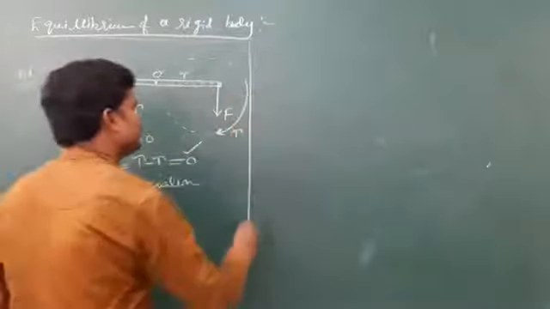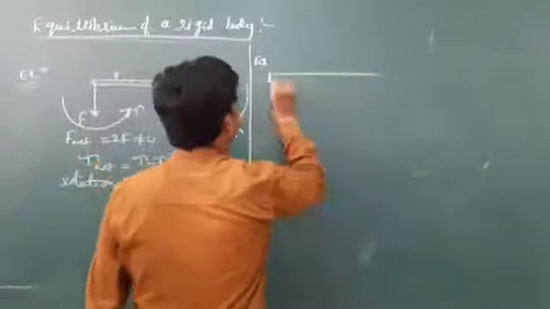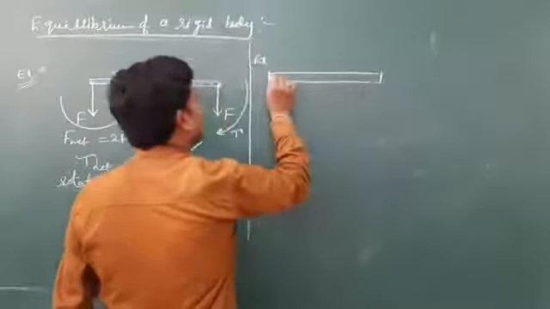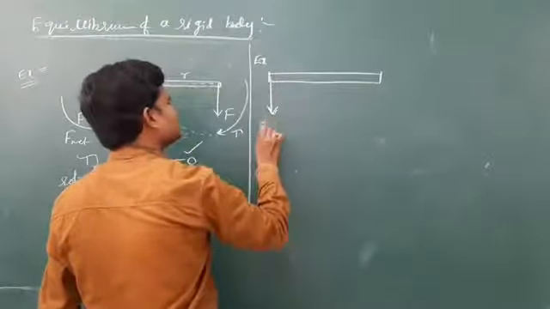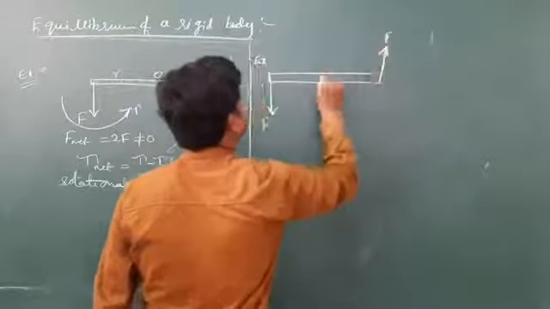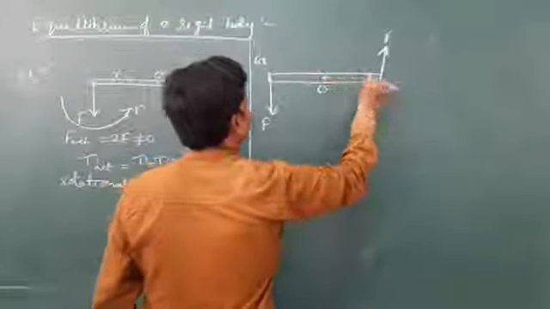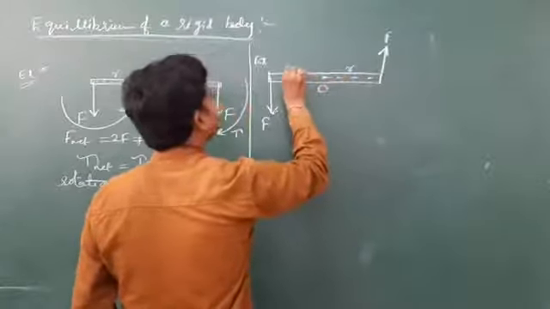Let us suppose, let me give one more example. See, this is the rigid body, and here I am applying a force like this. Again, I am taking the same forces. One more force is like this. About O, some fixed point. This is R. This is also R.